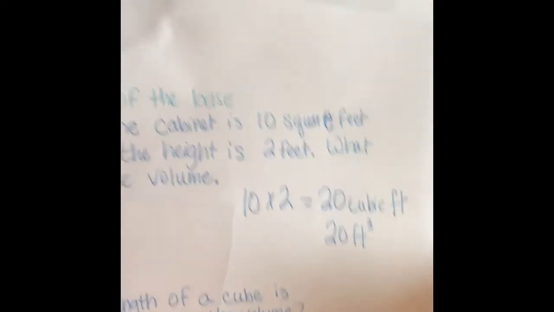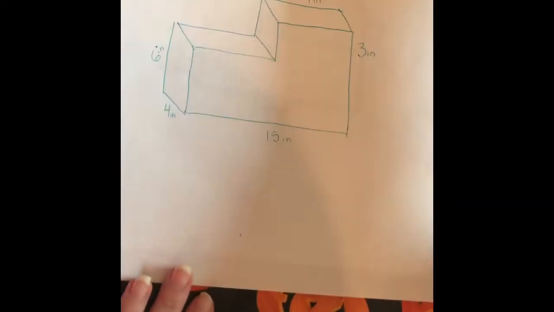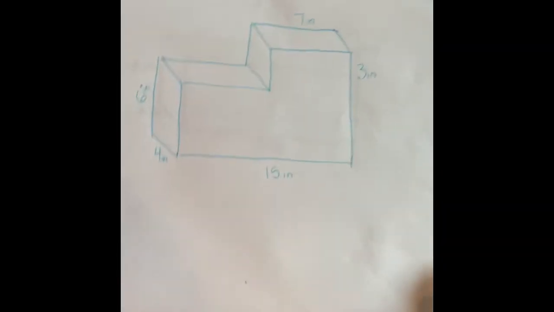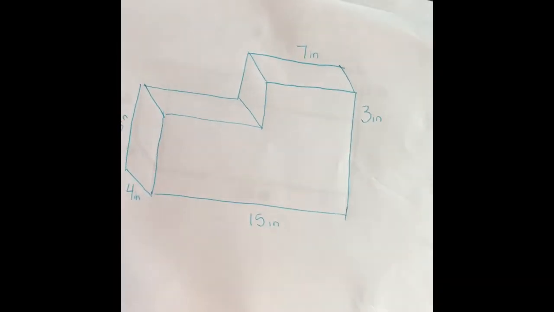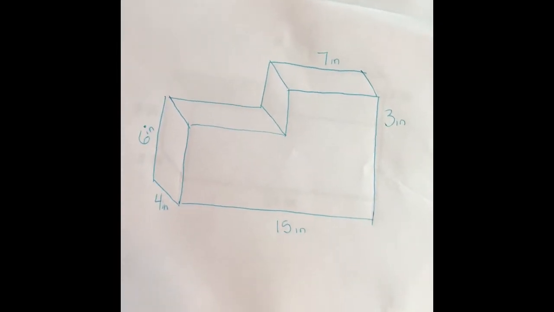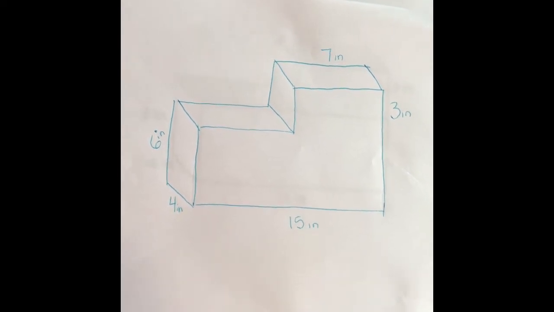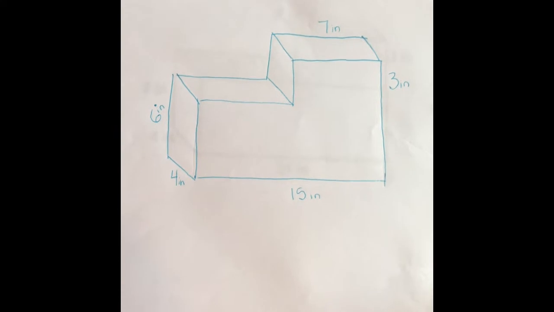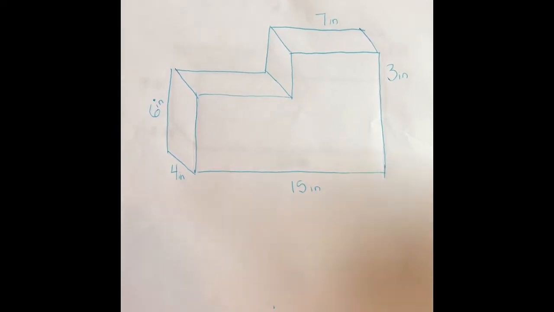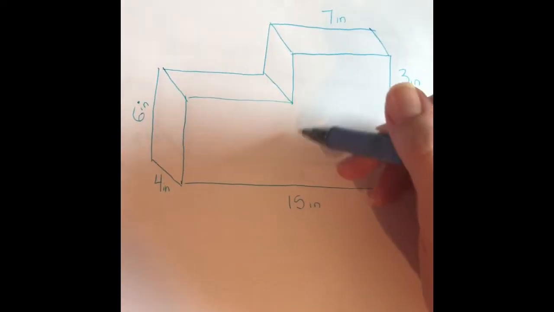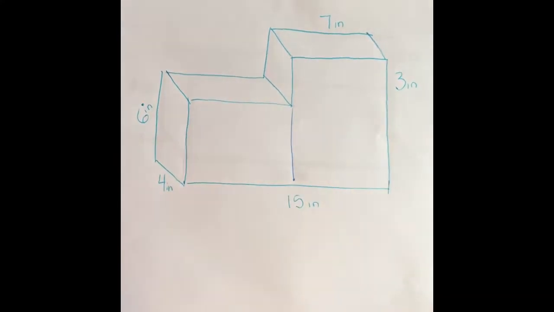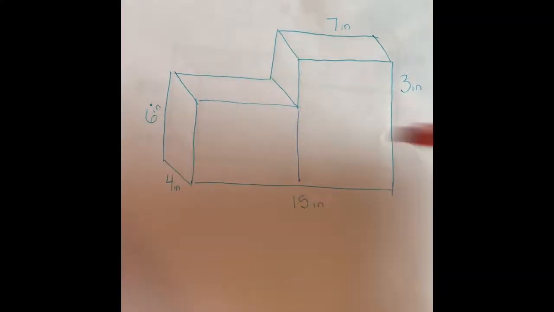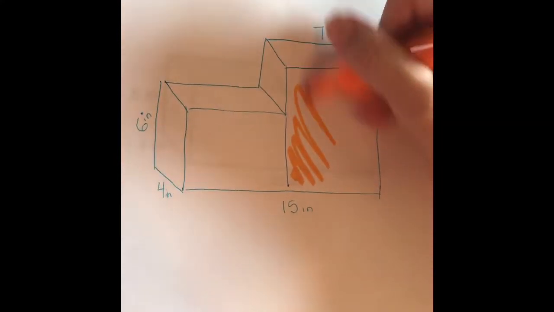Now this next problem, we have a composite figure. And so remember, when we have a composite figure, we have to split it up into two prisms, and then we can find the volume of each prism, and then we add the two together. So I'm going to go ahead and cut this vertically right here, and I'm going to highlight this so that I can see the two separate prisms.